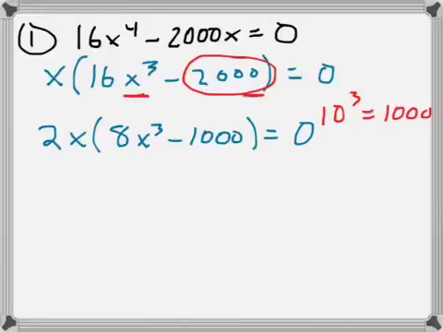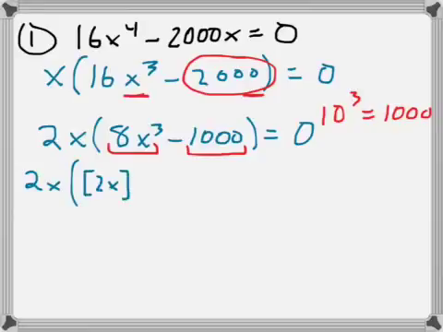I say that now because guess what? This is definitely a difference of cubes now. I have my 8, which I know the cube root of 8 is 2, and I know that this is 10 cubed. So what I can essentially say here, before I SOAP this out, this is going to be 2x times 2x cubed minus 10 cubed. So something cubed minus something cubed equals 0. Well, this is going to be one of our SOAP problems.